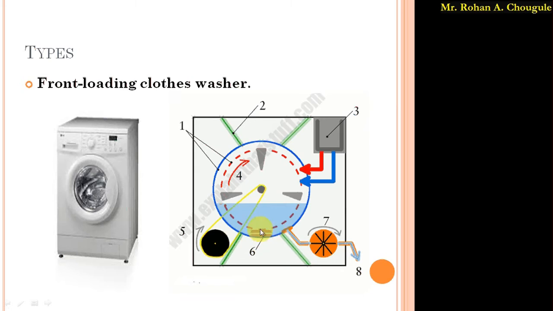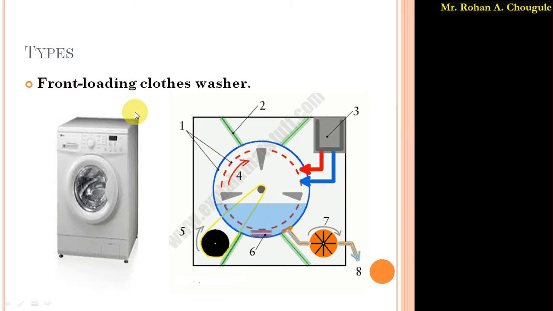So after completion of this cleaning process, again we have to remove this dirty water from the inner drum, or inner and outer drum. To remove that, the pumps are used, which suck the water and get it out from this drum with the help of this pipe, or this outlet mechanism. So this is the assembly for this front loading cloth washer.